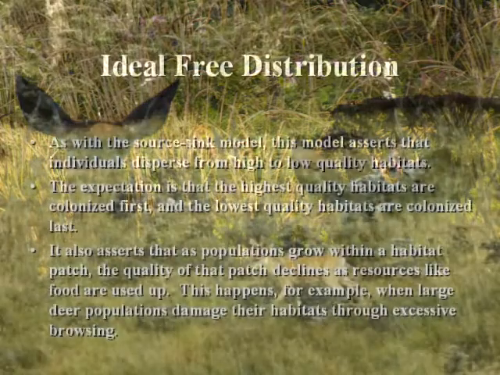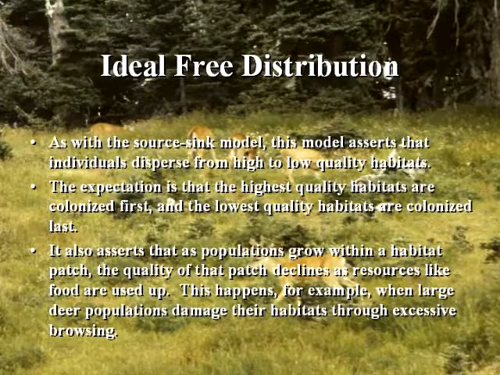So the idea of this model is that as populations grow within some habitat, the quality of the habitat is likely to decline. And so as the quality of the habitat declines, other habitats that previously might have been of secondary quality will start to look pretty good. And so animals will start leaving the deteriorated habitat to colonize the habitats that are now the highest quality ones.